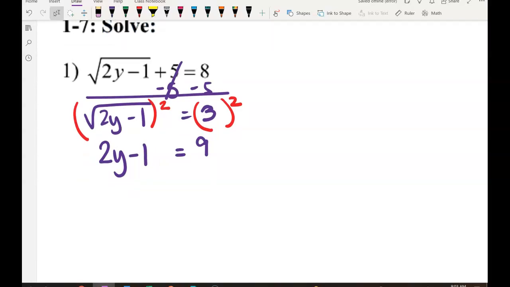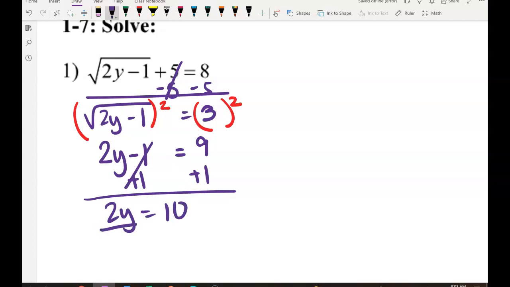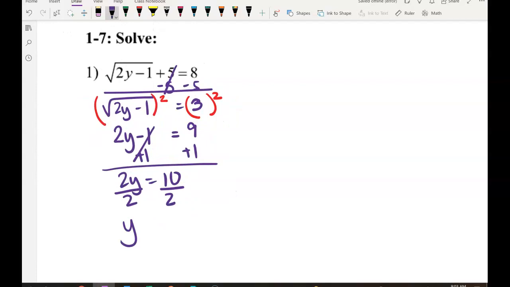Okay. From here, Nolan, finish it. What would you like to do next? Add the 1. Good. After we add the 1, what's next? Divide by 2. Good. So 2y equals 10. Divide both sides by 2. And Nolan, y comes out to be? 5. Good. It did say check it, and we're going to check it right now, okay?